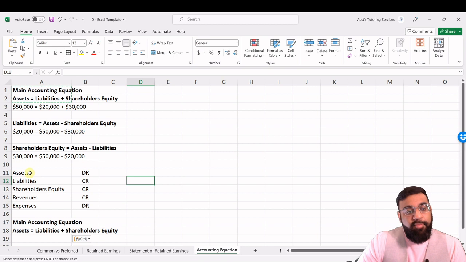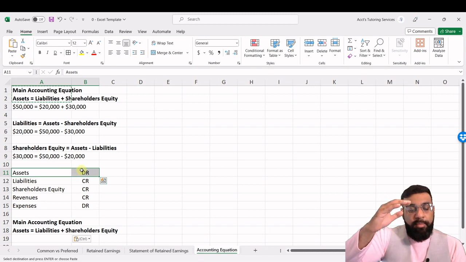Now let's tie the main accounting equation into debits and credits. Remember, we have 5 main accounts: assets, liabilities, shareholders' equity, revenues, and expenses. Assets are debit accounts, liabilities are credit accounts, shareholders' equity are credit accounts, revenues are credit accounts, expenses are debit accounts. When we say an asset is a debit account, that means simply on the debit side it increases. That means by default on the credit side it decreases.